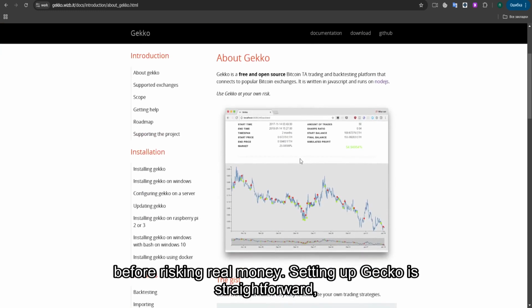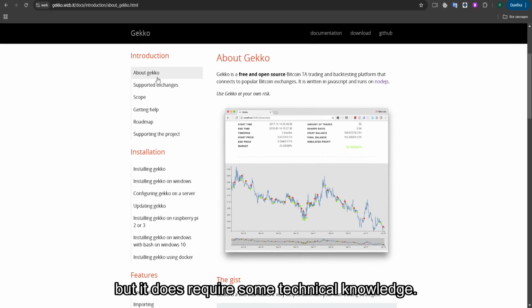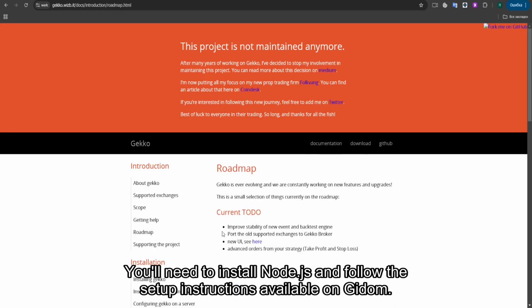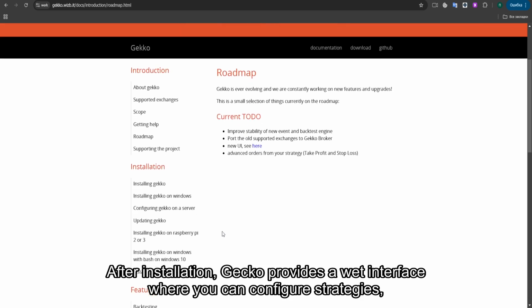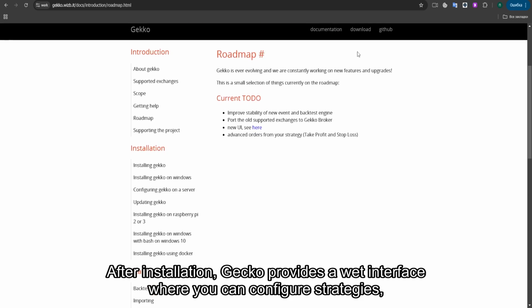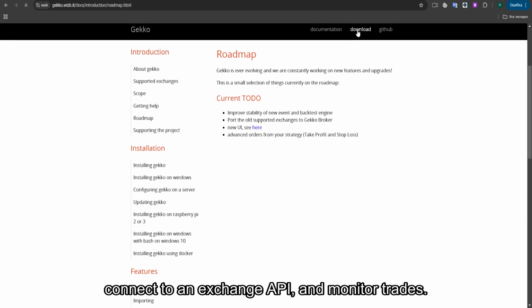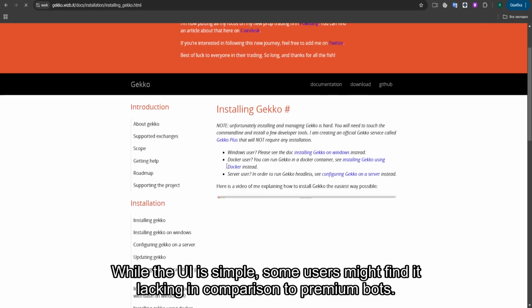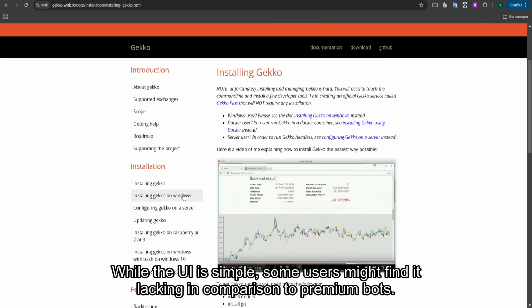Setting up Gekko is straightforward, but it does require some technical knowledge. You will need to install Node.js and follow the setup instructions available on GitHub. After installation, Gekko provides a web interface where you can configure strategies, connect to an exchange API, and monitor trades. While the UI is simple, some users might find it lacking in comparison to premium bots.